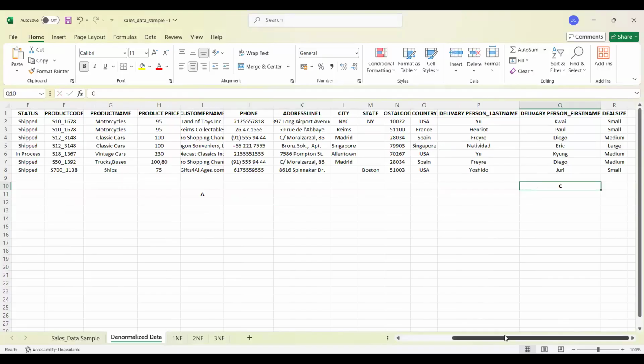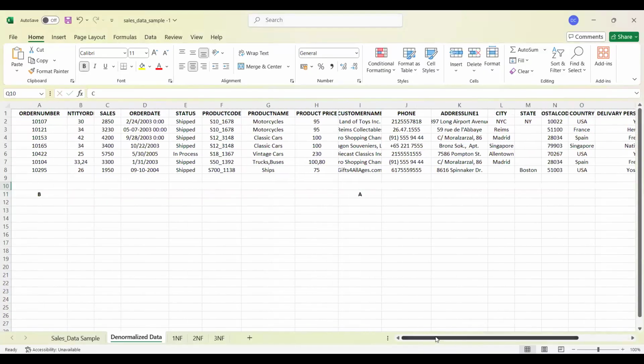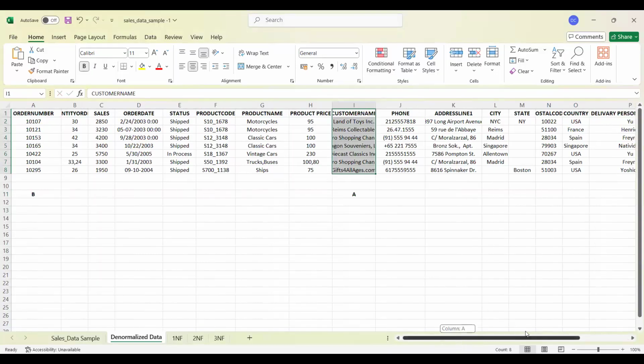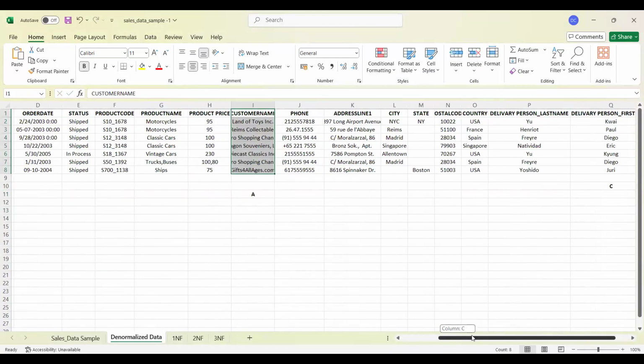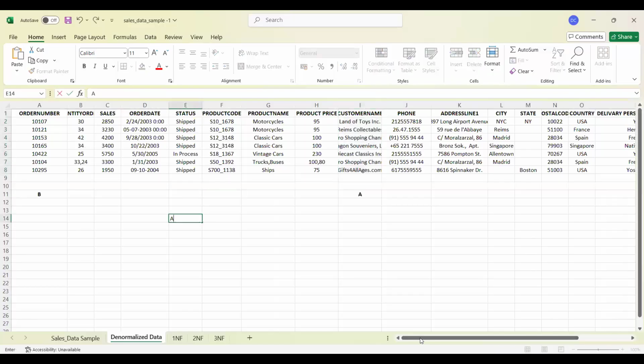So now in this complete table in the denormalized data, we have many columns, but let me just consider this customer name as A, order number as B, and delivery person name as C. Okay. So I'm saying that if A depends on B, B depends on C, we can say A is also depending on C. That means customer name is A. Okay. Suppose here I'm considering A as my customer name. I'm considering order number as B.